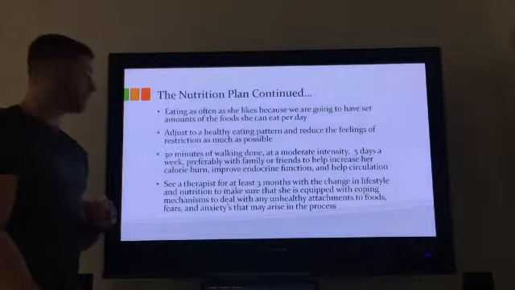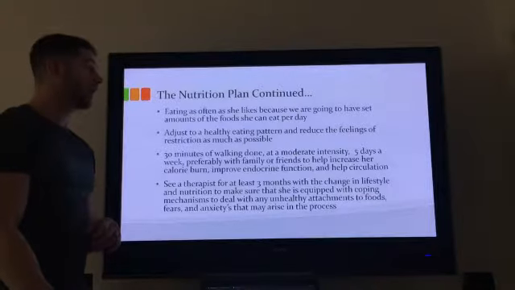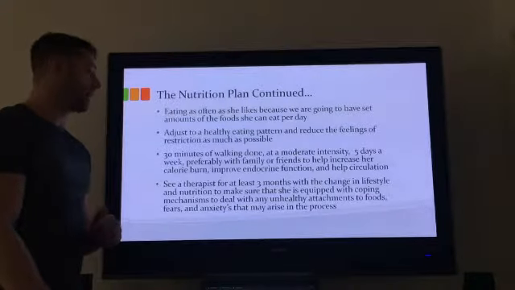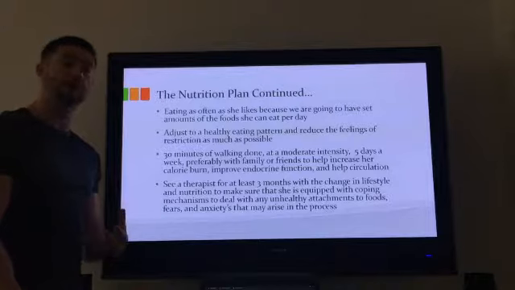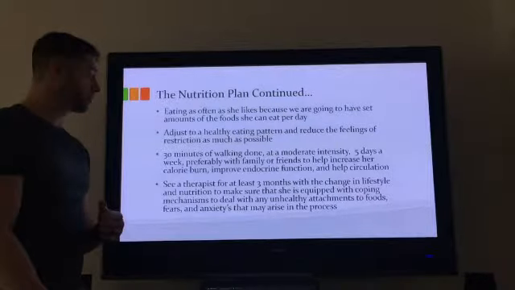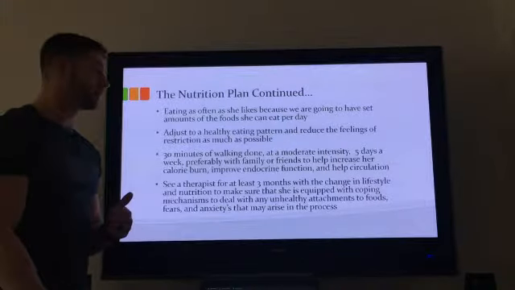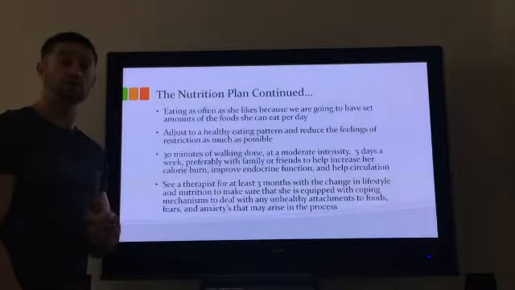I am going to recommend that she does 30 minutes of walking at moderate intensity 5 days a week, preferably with family or friends, to help increase her calorie burn, improve her endocrine function, and help with circulation.